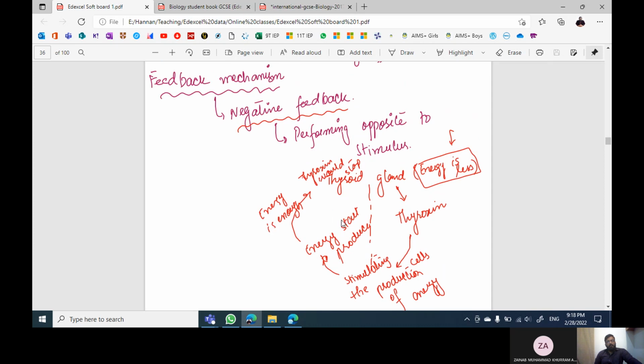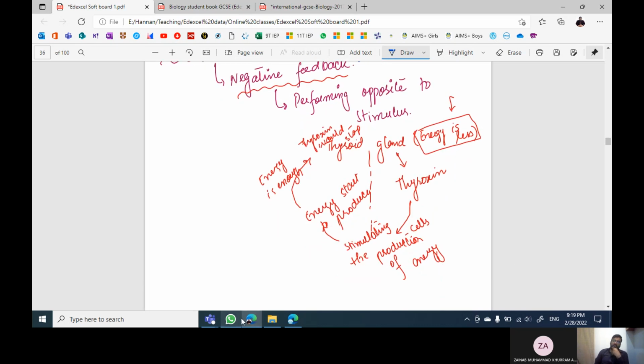Before that, let's have a recap about the feedback mechanism. I told you that performing opposite to the stimulus is a kind of negative feedback, which is carried out by the body: when the body needs something, it increases the amount of that particular compound. If the stimulus is that something is less, the body would respond opposite. And if the stimulus is that something is extra, the body would perform opposite to that stimulus, and that is called negative feedback.